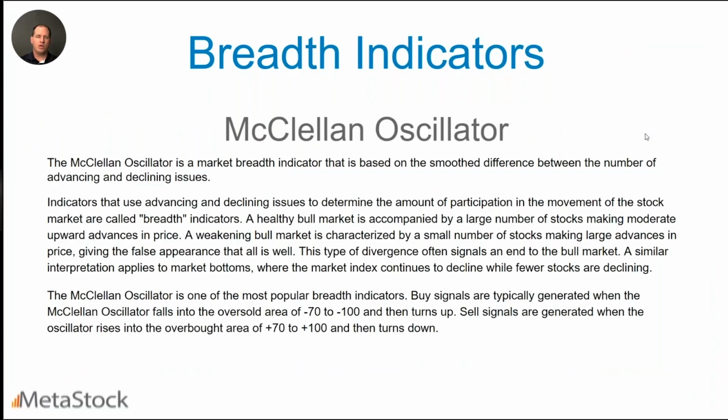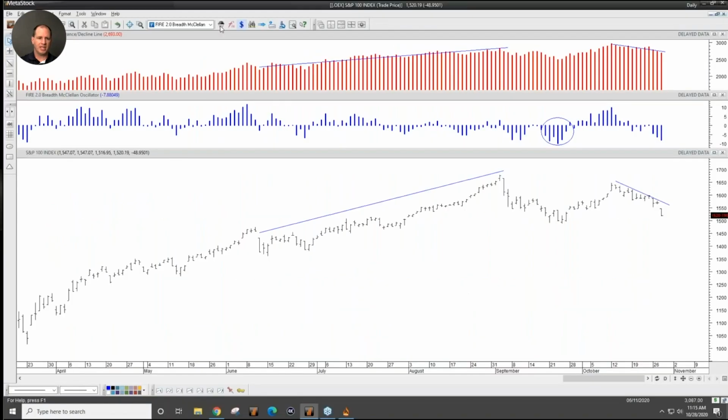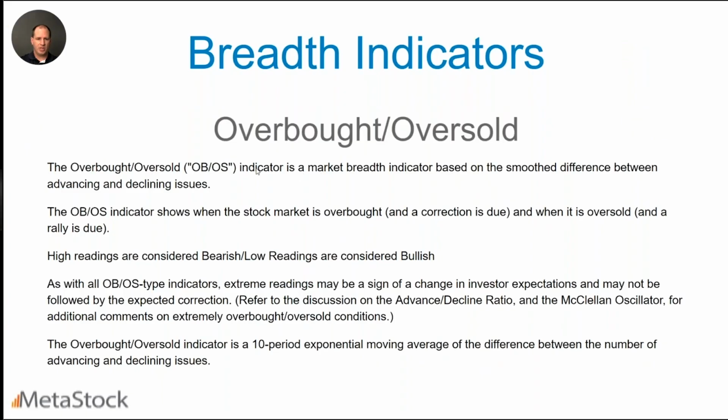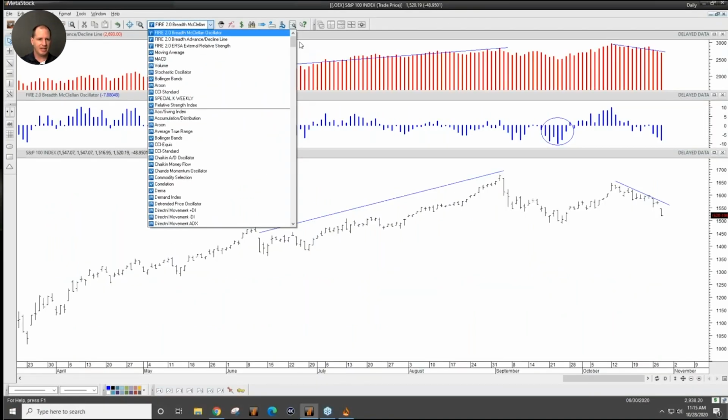Let's look at one more just to kind of get a good depth overview of this. So another overbought, oversold indicator. This one is based on the smooth difference between advancing and declining issues. So it actually looks a lot like the McClellan Oscillator when it's plotted, but it will give you kind of a smoothed out view of that McClellan, as I've just said. So let's actually take a look at it here.